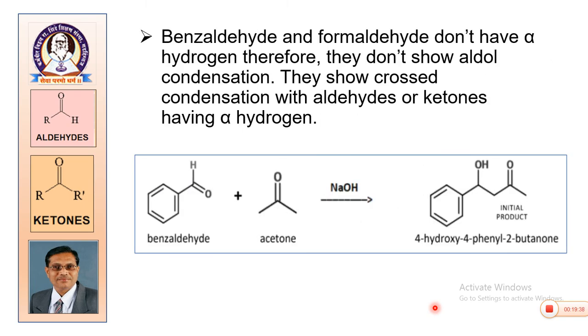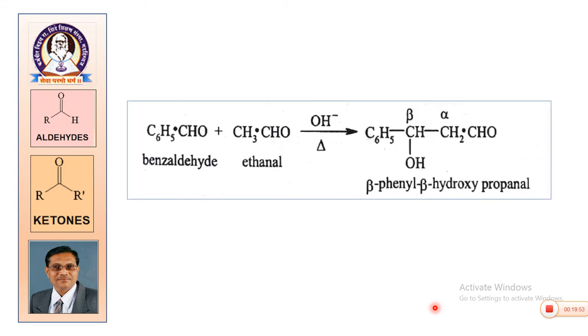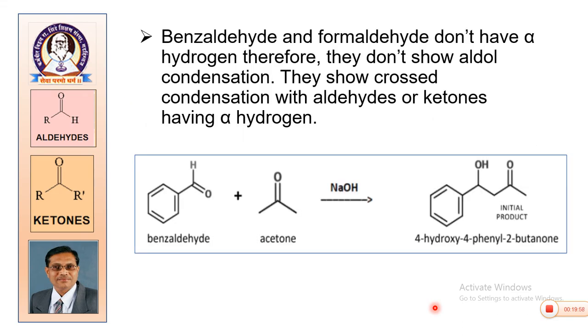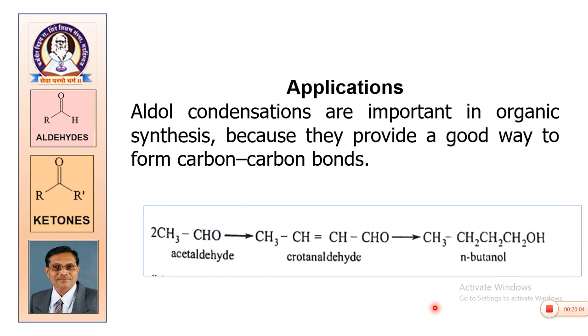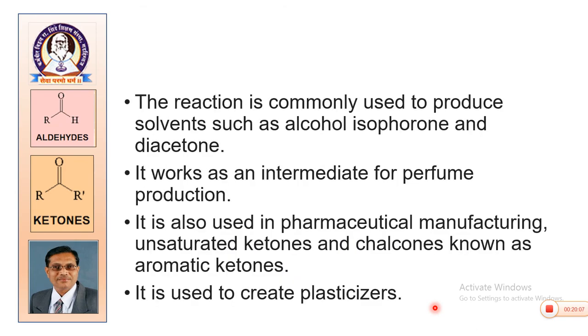Formaldehyde and benzaldehyde do not undergo self condensation because they do not have alpha hydrogen, but with a suitable other compound having alpha hydrogen they show a similar type of reaction. So, benzaldehyde undergoes crossed aldol condensation with acetone, and it undergoes crossed aldol condensation with acetaldehyde also. So, we get related products. So, this is the application and these are several other applications.